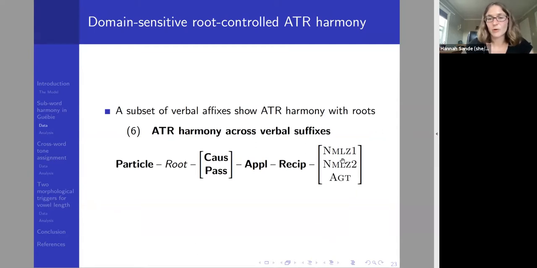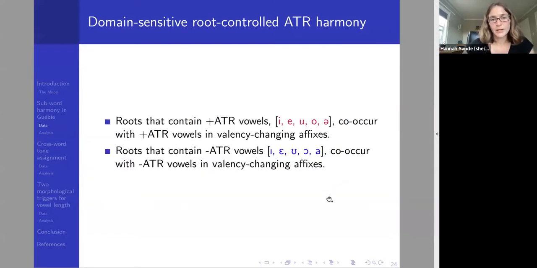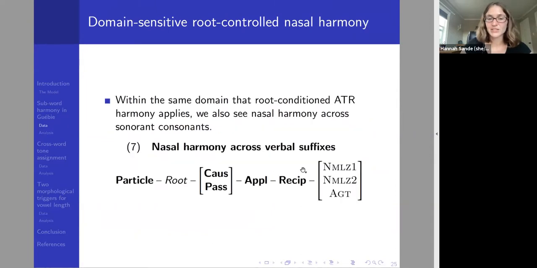There are also other morphemes that fall in this domain, such as object markers. Roots that contain plus ATR vowels co-occur with plus ATR vowels in valency-changing affixes, and roots that contain minus ATR vowels co-occur with minus ATR vowels in the valency-changing affixes. And within this exact same domain, we also get nasal consonant harmony, where if the final consonant of the root is nasal, then sonorants in the valency-changing suffixes will also surface as nasal.